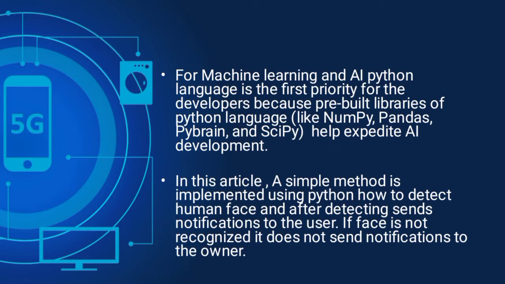In this article, a simple method is implemented using Python: how to detect a human face, and after detecting, send a notification to the user. If the face is recognized, it does not send a notification to the owner. For example, if it is my mobile and I use it, it will not send the notification. If another, wrong person tries to open my mobile or any PC, computer, tablet, etc., then it detects their face. If it does not recognize my face, it sends the notification to the user.